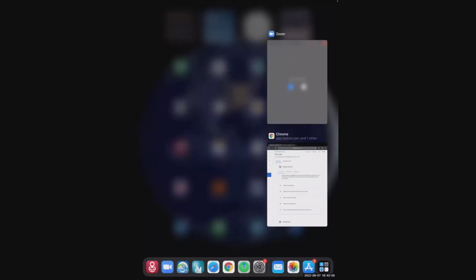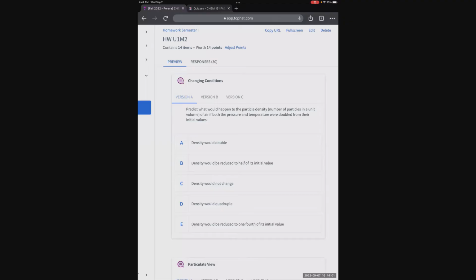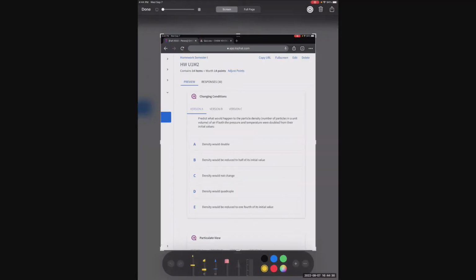let's go over another question that came up during one of his hours. This question over here: predict what would happen to the particle density of air if both pressure and temperature were doubled from their initial values. Now here's the thing. We're going to assume ideal gas behavior, and I'm going to use a different color, blue.